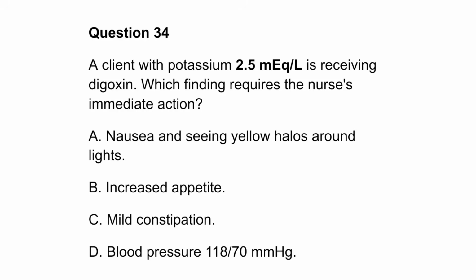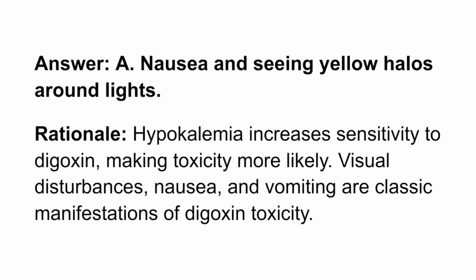Question 34. A client with potassium 2.5 milliequivalent/L is receiving digoxin. Which finding requires the nurse's immediate action? A. Nausea and seeing yellow halos around lights. B. Increased appetite. C. Mild constipation. D. Blood pressure 118/70 mmHg. Answer: A. Nausea and seeing yellow halos around lights. Rationale: hypokalemia increases sensitivity to digoxin, making toxicity more likely. Visual disturbances, nausea, and vomiting are classic manifestations of digoxin toxicity.